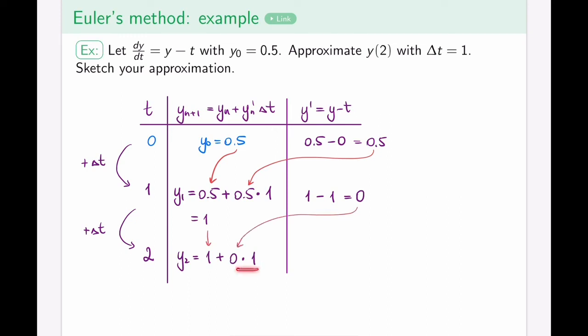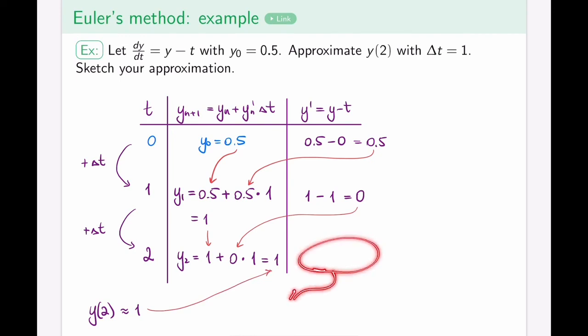Okay, so what do I have here? 1 plus 0 is simply 1. So my y2 is 1. So the approximation gives me that y of 2 is equal to 1. This is where this is coming from. Now note again that I don't have to compute the slope here because I am not proceeding to the next line, so this is unnecessary.